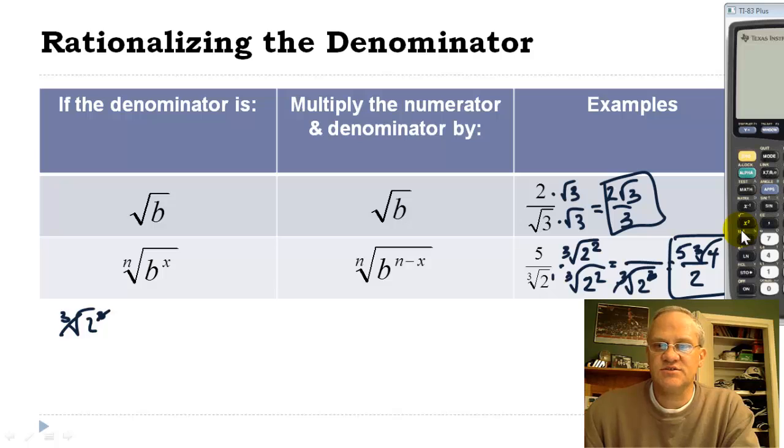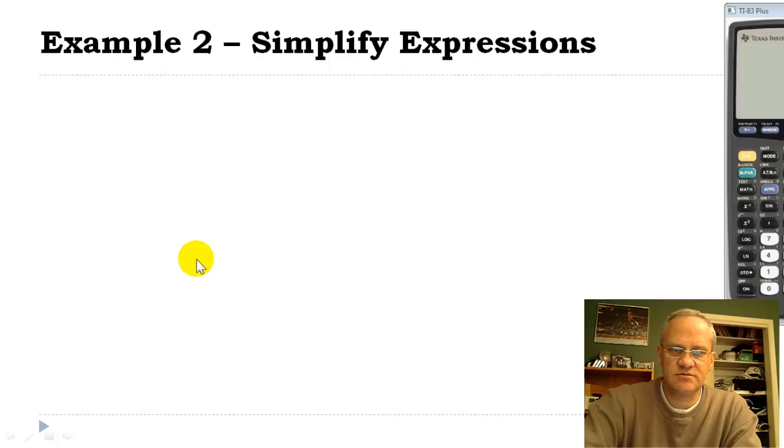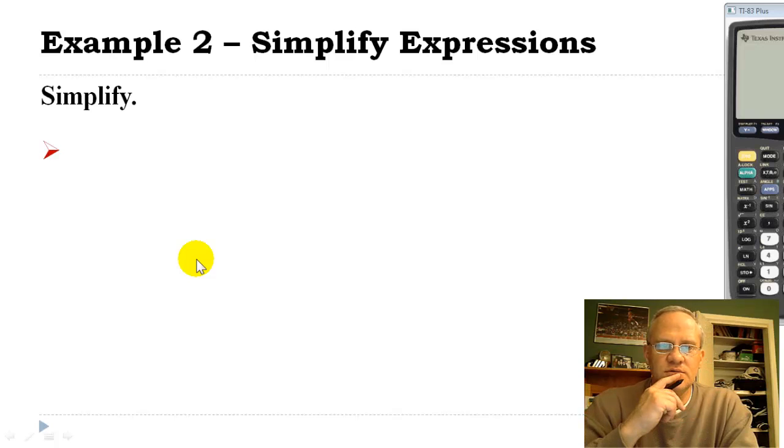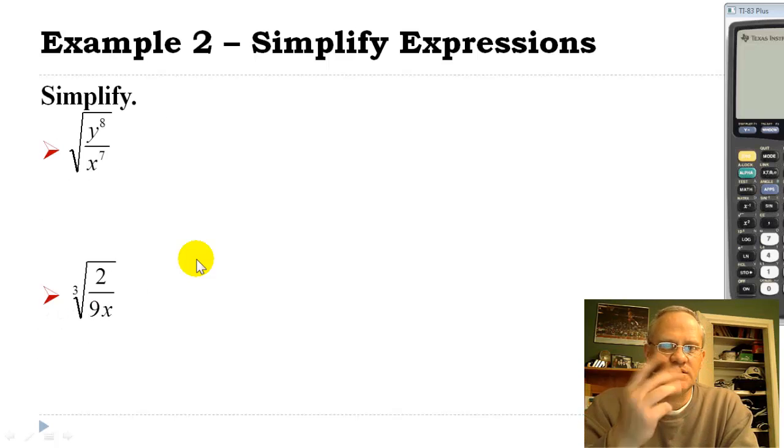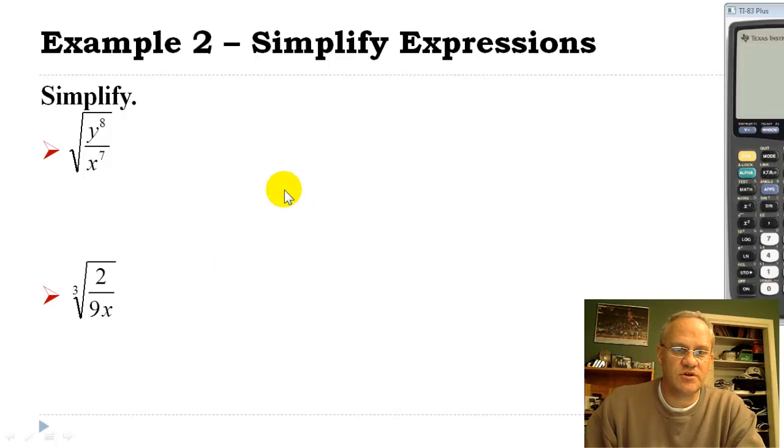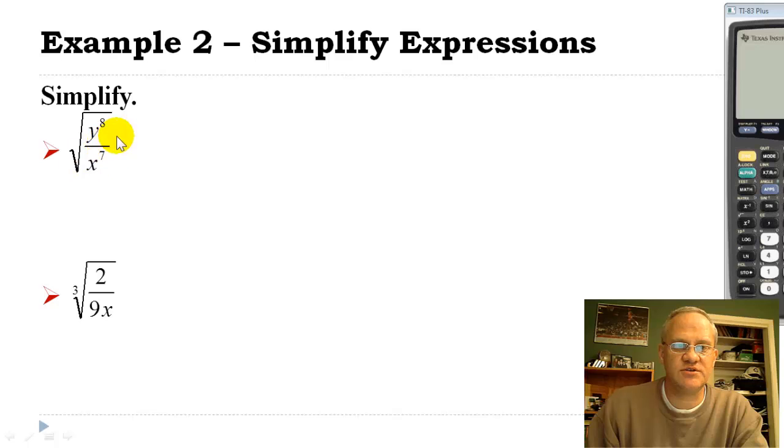Okay, so that's a little trickier, but that's what you do if it's not a square root by itself, like you've got up here. All right, moving on. Let's simplify a few things with fractions now, okay? We're going to try to follow this the same way that we did before. We might have to do some rationalizing of the denominator.